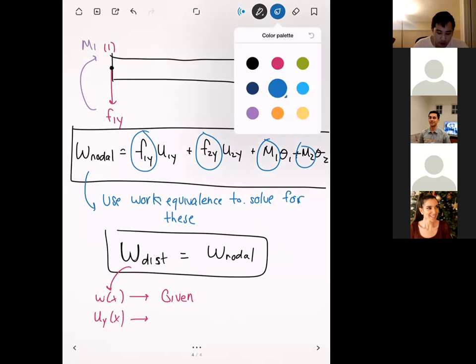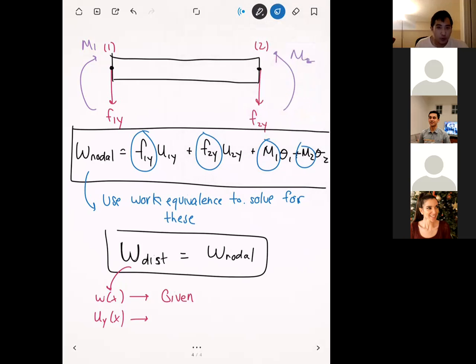Uy of x is a different story. So Uy of x, remember the way that we interpret this is how the deformation of the beam varies in space. Okay. And so in order to get Uy of x, what we need to do is we need to assume a function. Okay. And then from that assumed function, we can go ahead and just plug that in and solve for it.